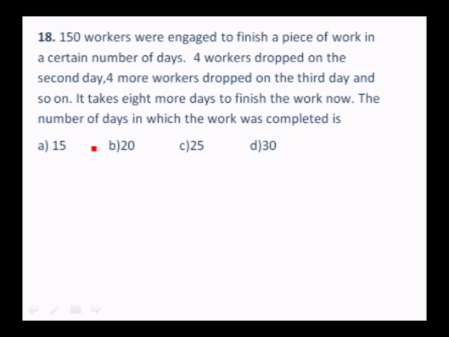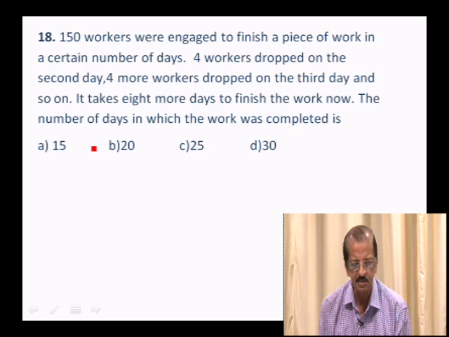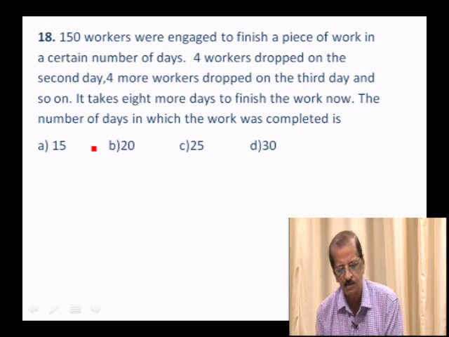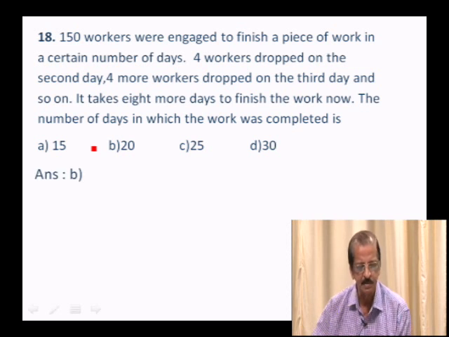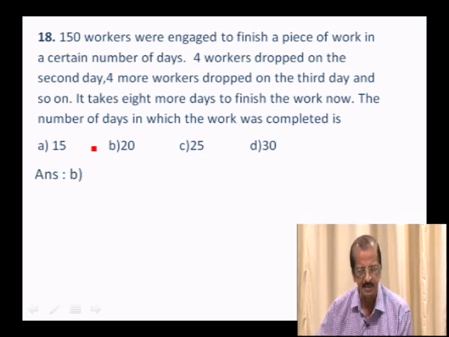The 18th one. 150 workers were engaged to finish a piece of work in a certain number of days. 4 workers dropped on the second day, 4 more workers dropped on the third day, and so on. It takes 8 more days to finish the work now. The number of days in which the work was completed is, he has given 4 options: 15, 20, 25 and 30. We find that the answer is B. Let us see how we can obtain that 20.